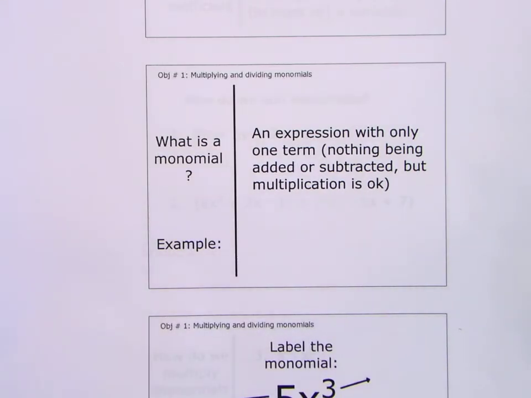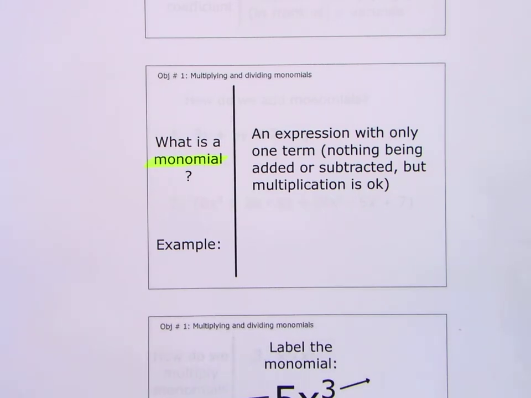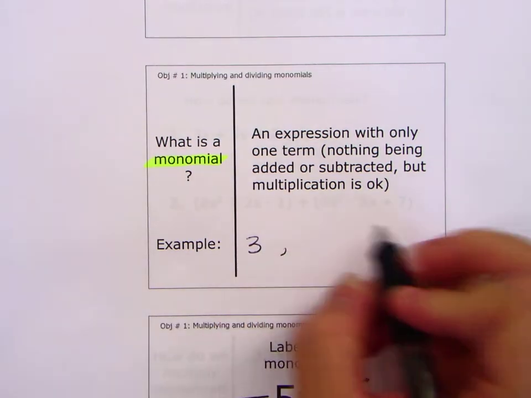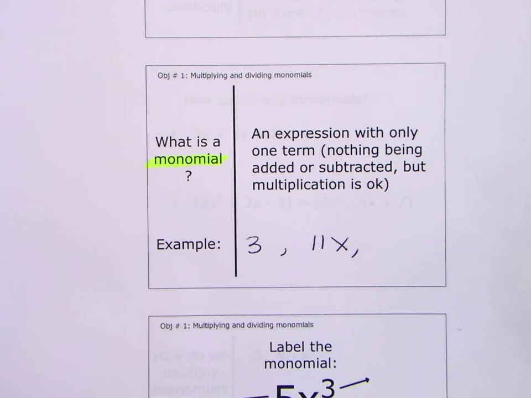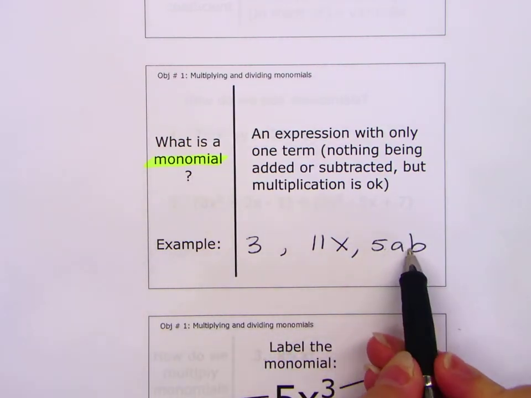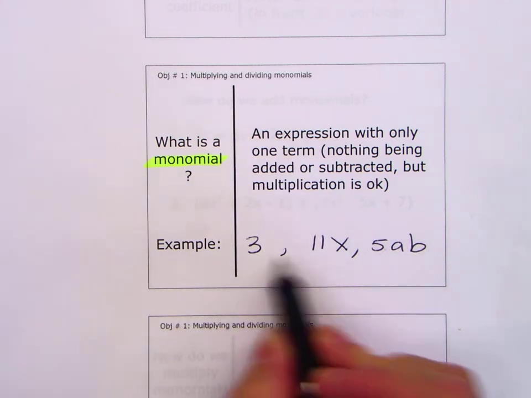A monomial is an expression with only one term, nothing being added or subtracted, but multiplication is okay. And remember, we highlight our vocabulary, so I'm going to highlight monomial. An expression with one term. Okay, so for example, 3 is a monomial. 11x, right? 5ab. These are all being multiplied when there's no plus or minus there. It's multiplication. Okay, these are all monomials.